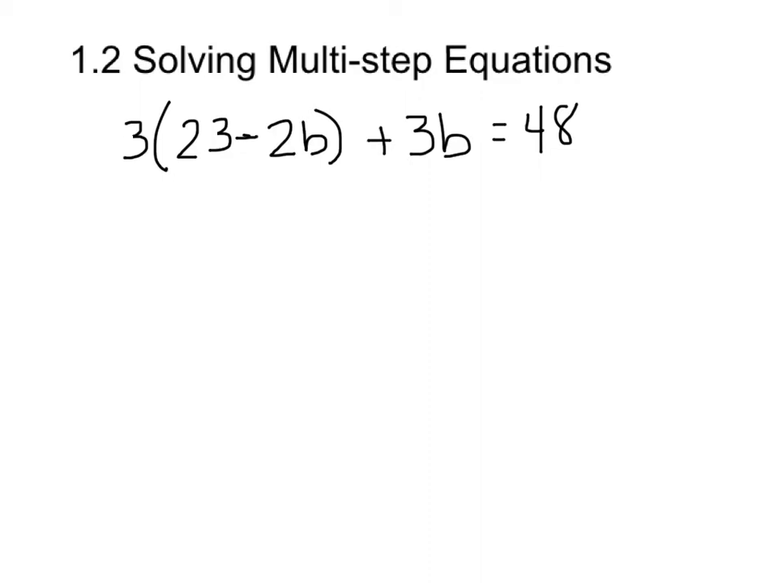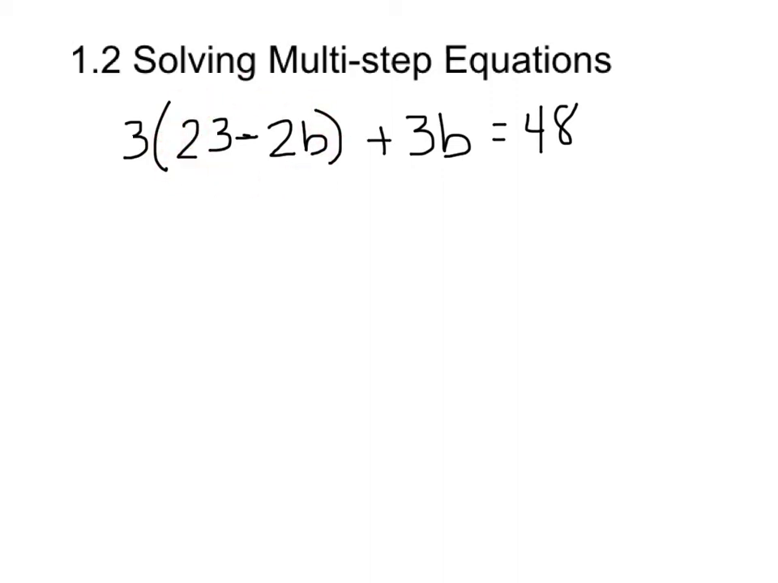Now remember, the purpose of every equation is to find the value of the variable, solve for b. Now in this problem, you should notice that you have to combine your b's. We have two b's here. We have a negative 2b and a positive 3b. But I can't combine them together. Why not? Because this one is stuck in parentheses.